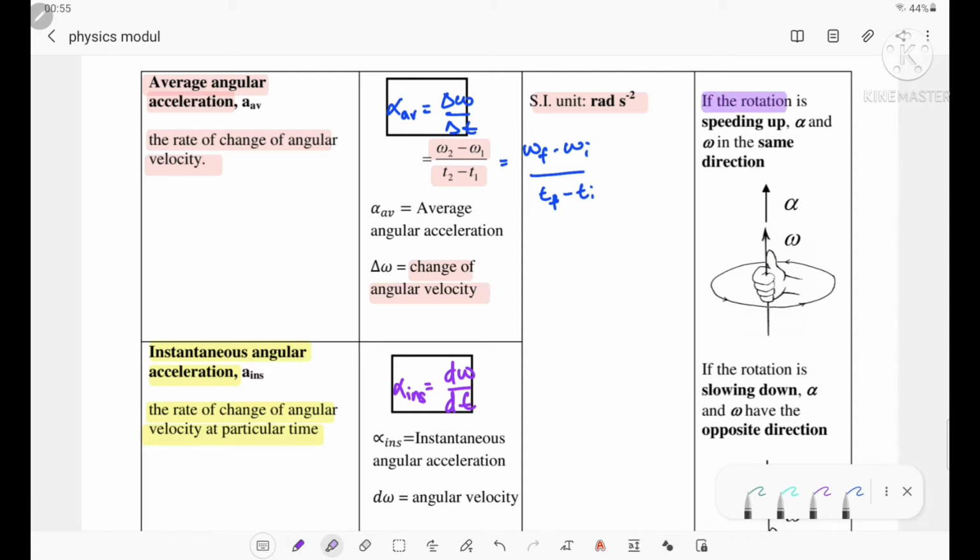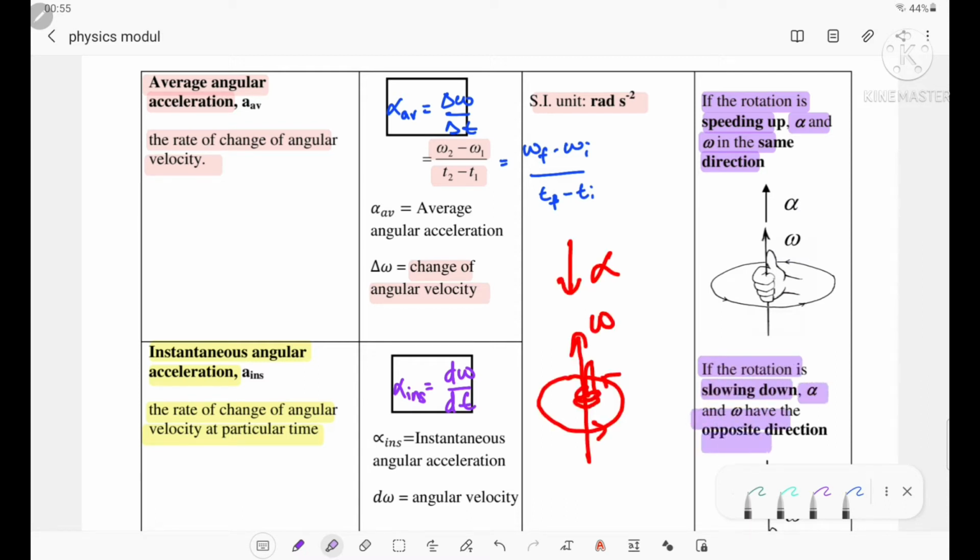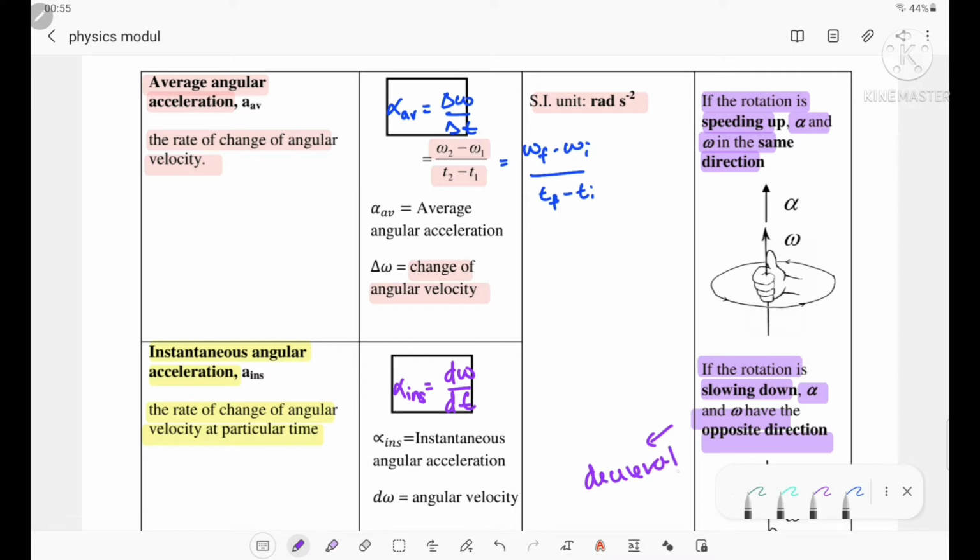If the rotation is speeding up, alpha and omega are in the same direction, and if the rotation is slowing down, alpha and omega have opposite directions, and we call it deceleration. For the speeding up, we call it acceleration.